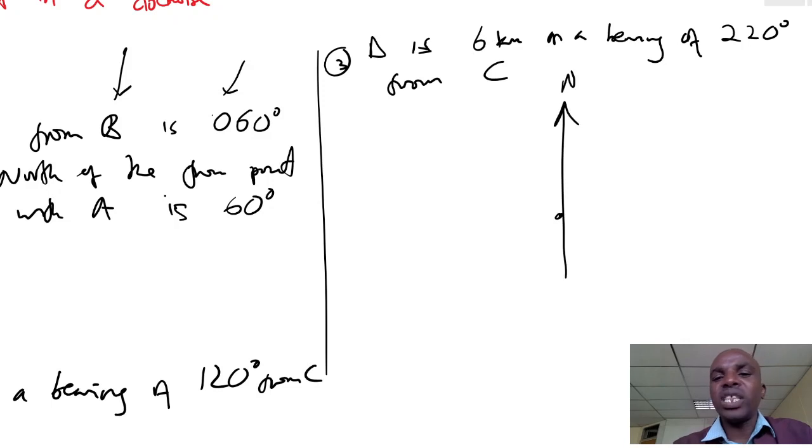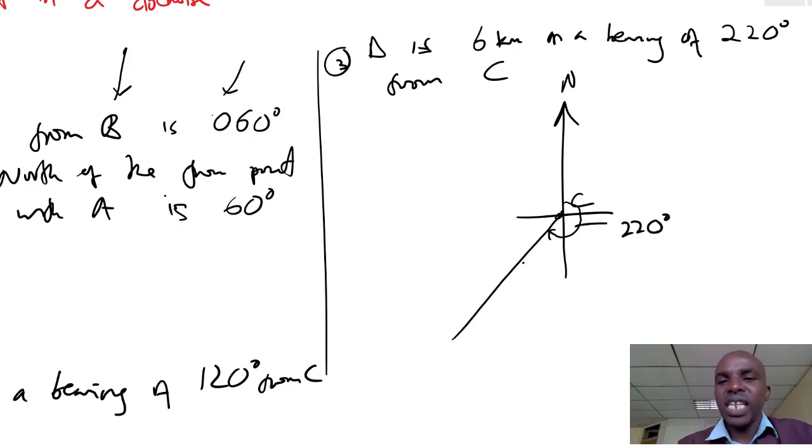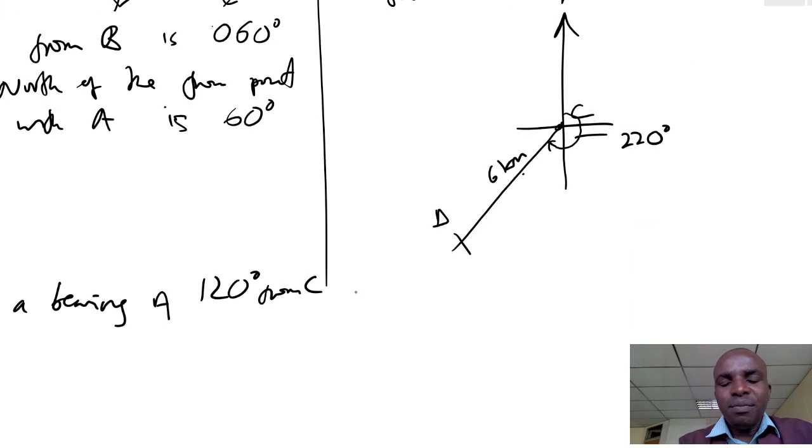I have to draw my north at the from point, which is C in this case. Then from the north of the from point is 220. It's in this range, so it's 220 somewhere. So this angle is 220 degrees from the north of the from point C. And my point D is somewhere here. And the distance is supposed to be 6 kilometers from the point C. Right, let me add one more item.